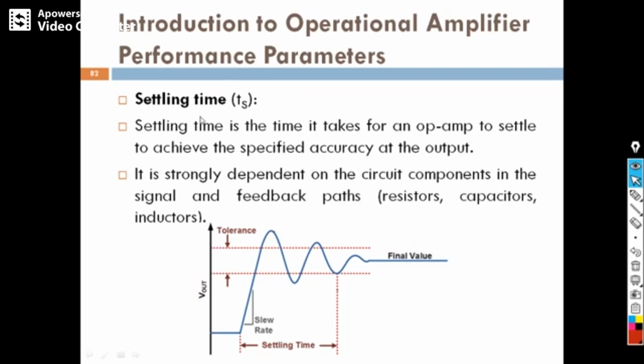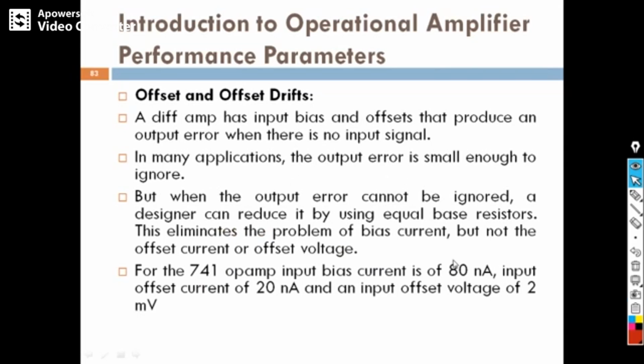So we have seen the settling time, as I said previously. This is called the tolerance band for the settling time. So we have studied settling time and slew rate also. With this, we will see the rest of the parameters in the next session.